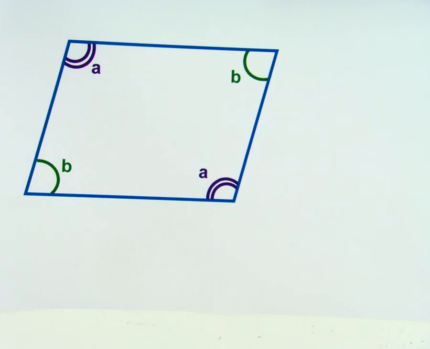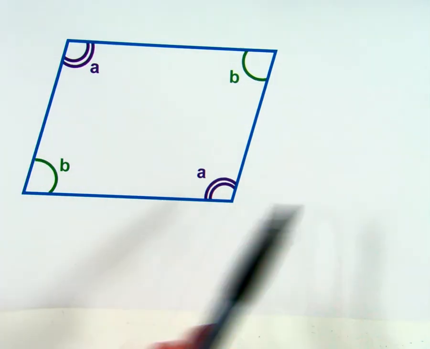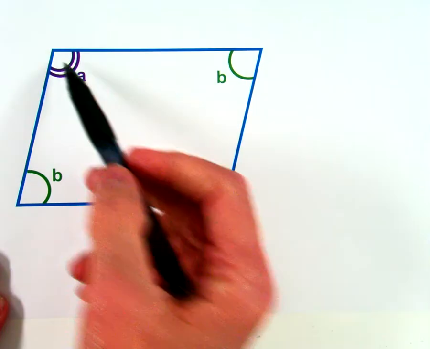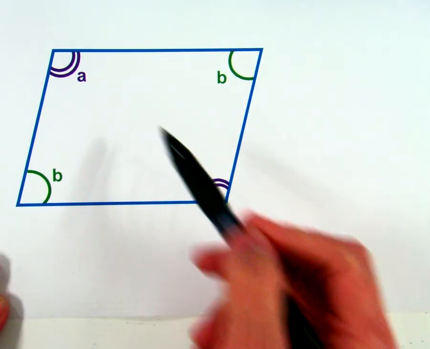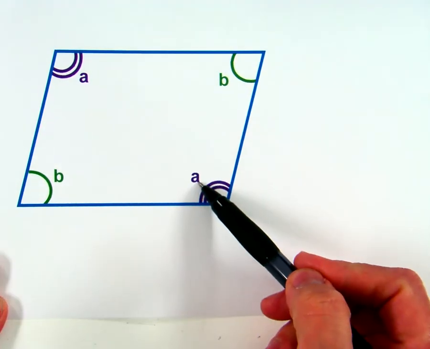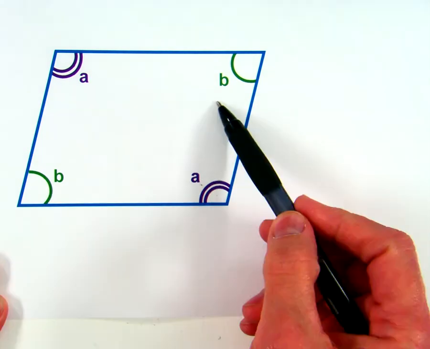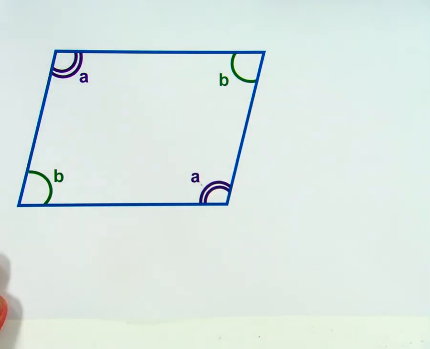I do, however, know that the opposite angles are congruent. Okay, well, since they're congruent, I've marked them congruent, and I've labeled them with the same letter because they're the same measure. The others are opposite and congruent, and I've labeled them with the same measure, B, because they're the same measure, or same variable.